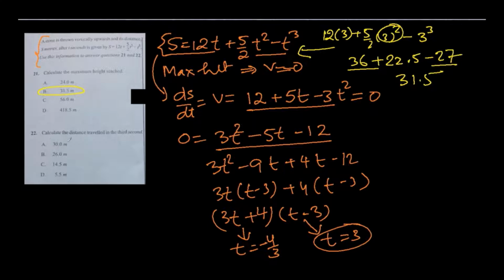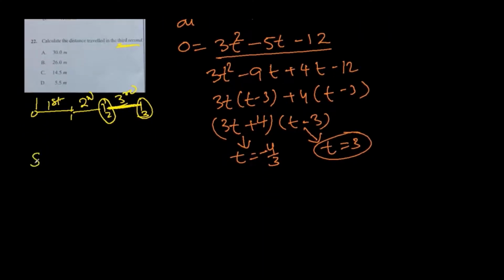Okay, so question 22. Calculate the distance traveled in the third second of the flight. We know that this is 0 seconds, then this is 1 second, 2 seconds, and 3 seconds. So this is the first second, this is the second second, and this is the third second. That means we need the displacement between the second and third second. So our answer will be S3 minus S2.